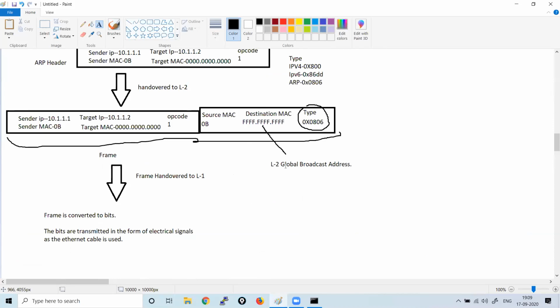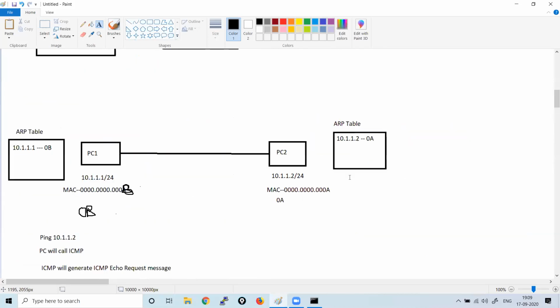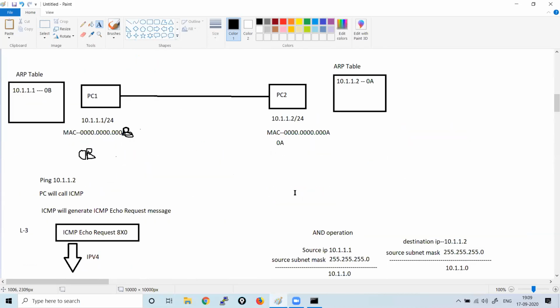So, the reason why layer 2 broadcast address is broadcast means what? One to all. One to whoever is connected to it, meaning whoever is in the same network. Am I clear?